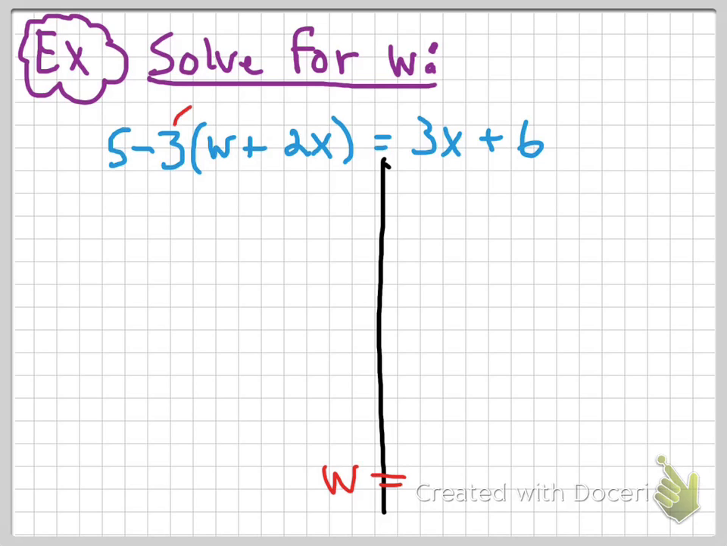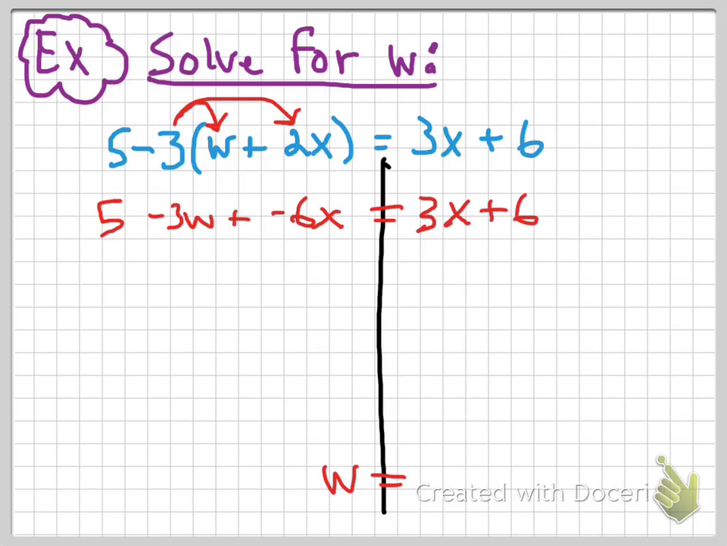Why don't we take the negative 3 and multiply it in, use the distributive property, and do negative 3 times w and negative 3 times 2. So we're going to have a negative 3w plus negative 3 times 2, which is negative 6x. And that 5 that was out in front is still there. So I get 5 minus 3w plus a negative 6x. And I didn't do anything over on the other side, so equals 3x plus 6. And I'm kind of ready for my next step.